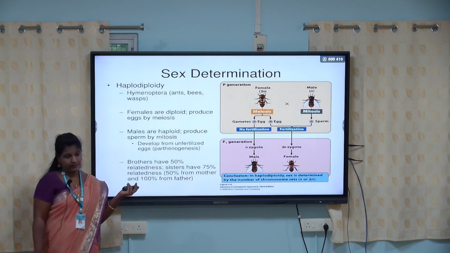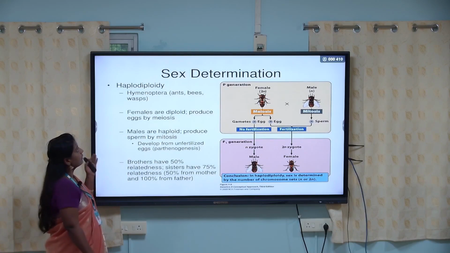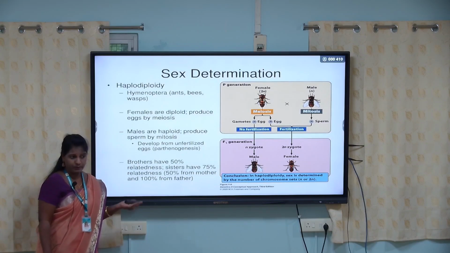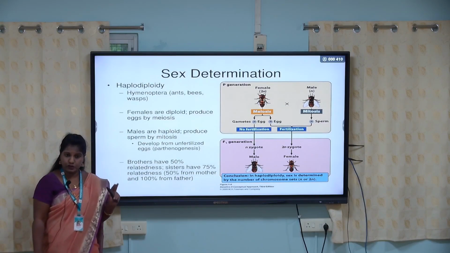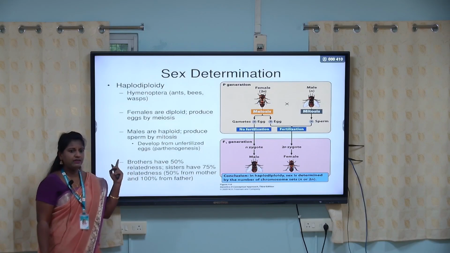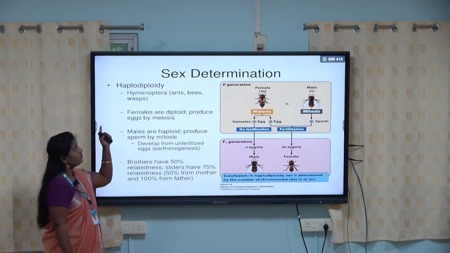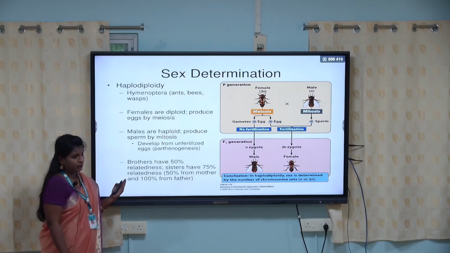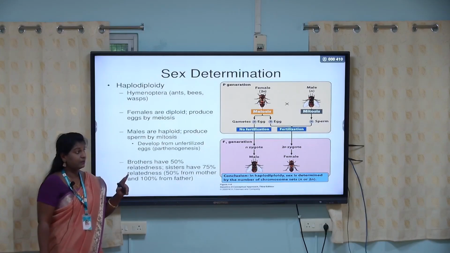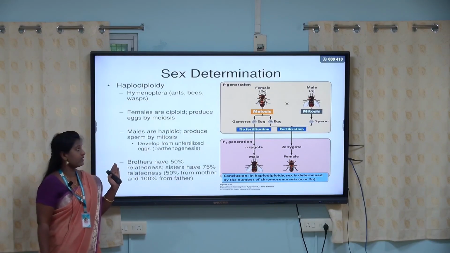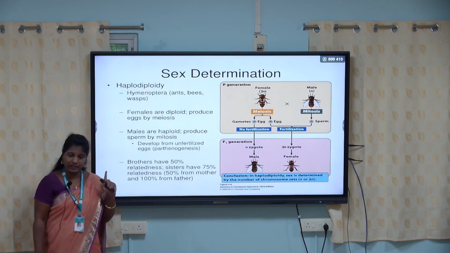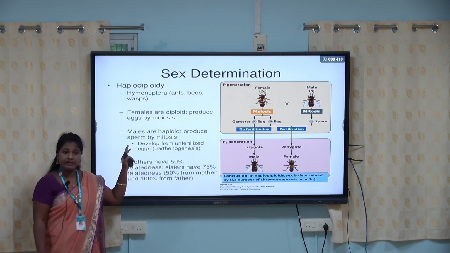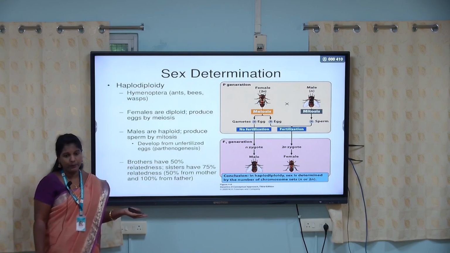Another type of sex determination by chromosomal control is the haplodiploidy mechanism. What is haplodiploidy? Haploid is n number of chromosomes and diploid, as the name indicates, is 2n number of chromosomes. In hymenopterans, that is ants, bees and wasps, there are certain conditions where haplodiploidy occurs. Here females are diploid and produce eggs by meiosis, but males are haploid, that is they consist of only n number of chromosomes and produce sperm by mitosis. So the cell division also varies here.